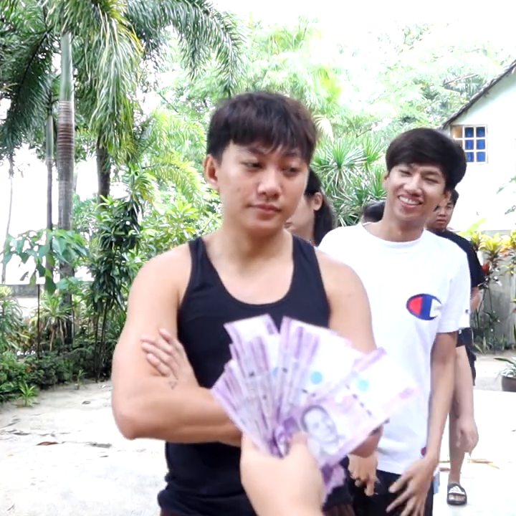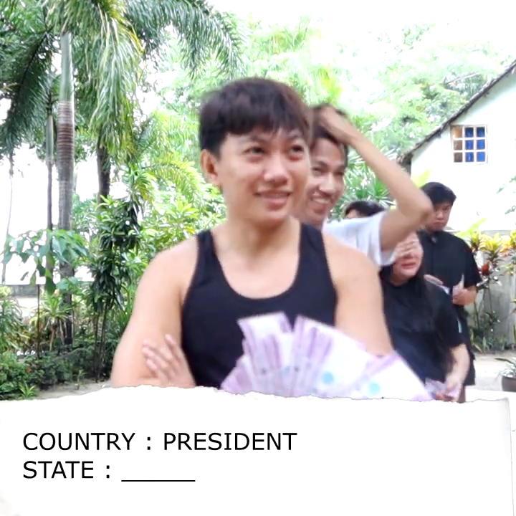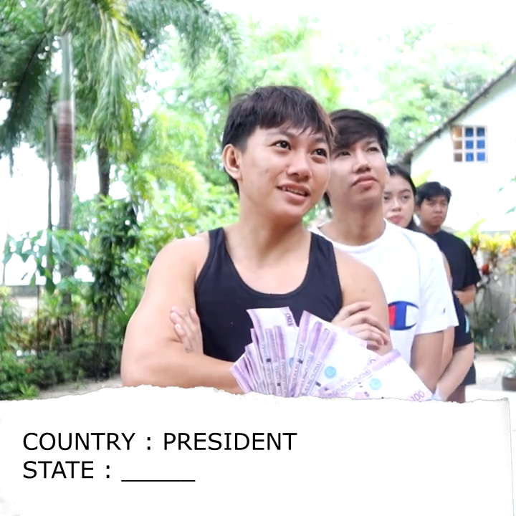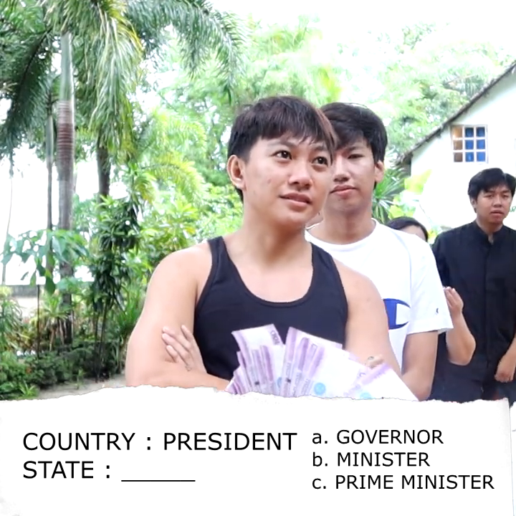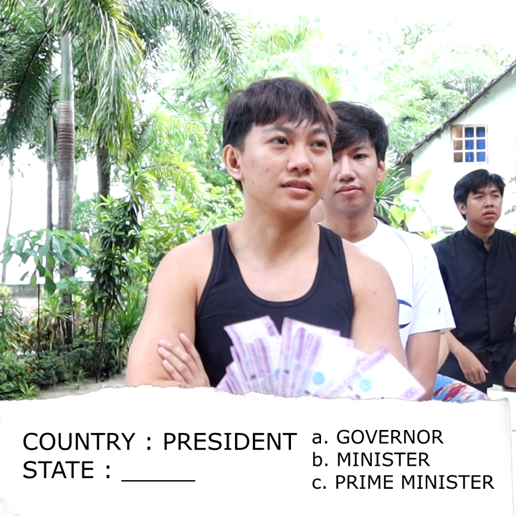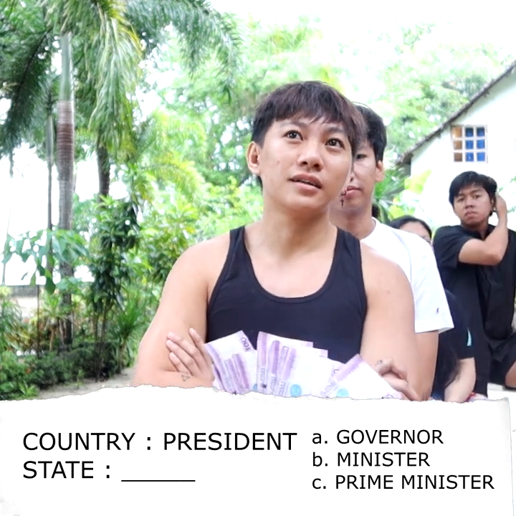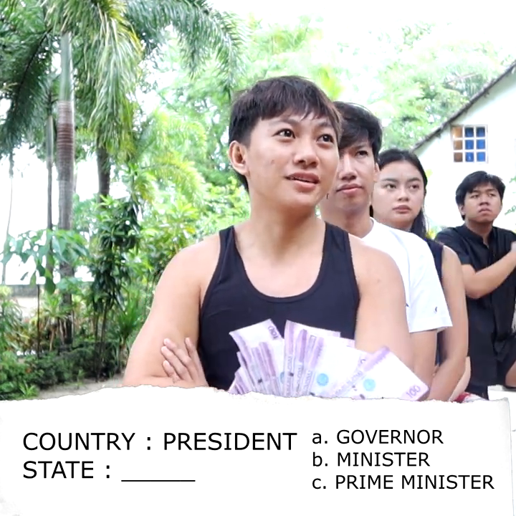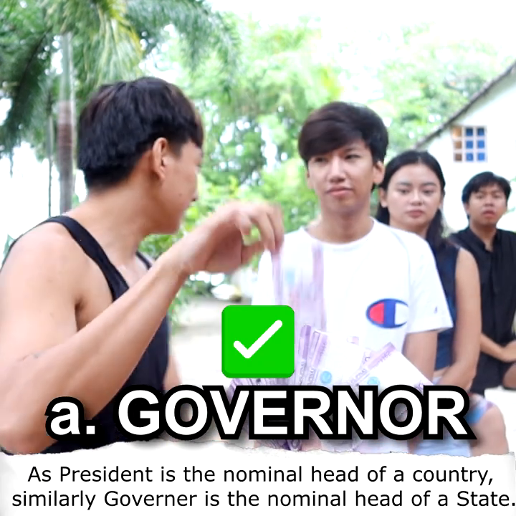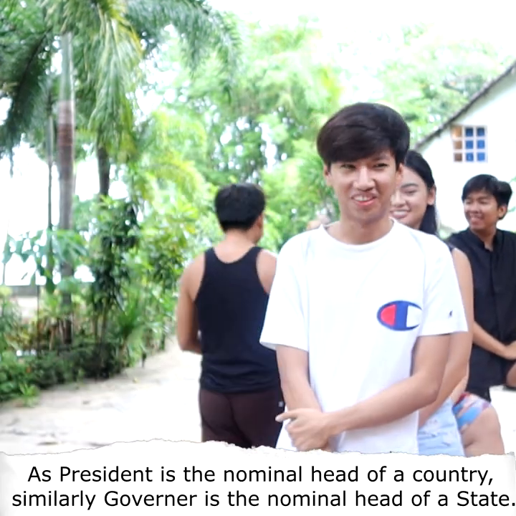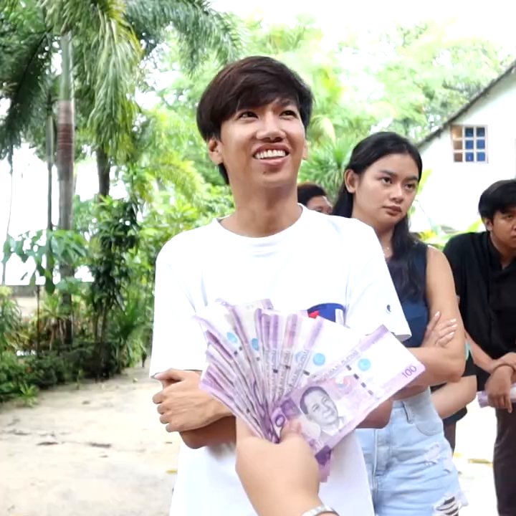Okay, next. Country has a president, then the state has what? A. Governor. B. Minister. C. Prime Minister. Governor. A, governor is correct. President is the head of the country, and governor is the head of the state.